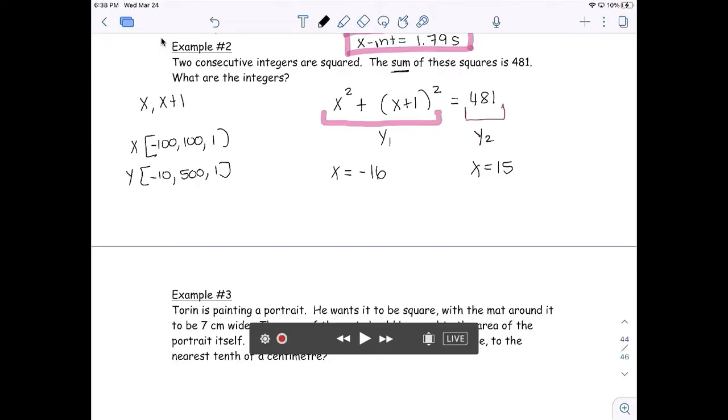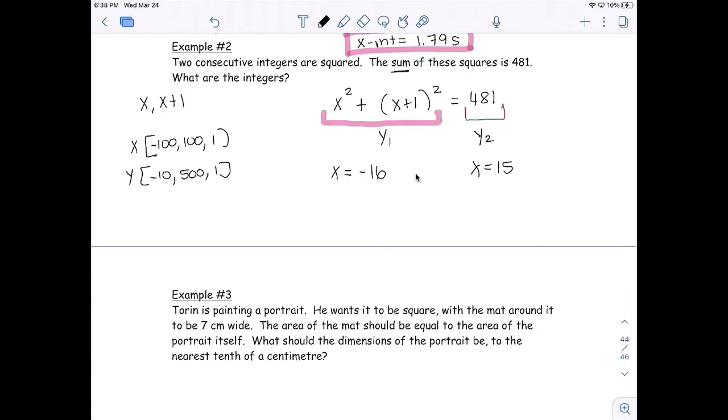We said that x could have equaled negative 16 or x could have equaled 15. Now, that's only the first number of your integer. Remember, we have to add 1 to get to the second number. So if I take negative 16 and add 1, I get negative 15. So those are my two numbers, negative 16 and negative 15.